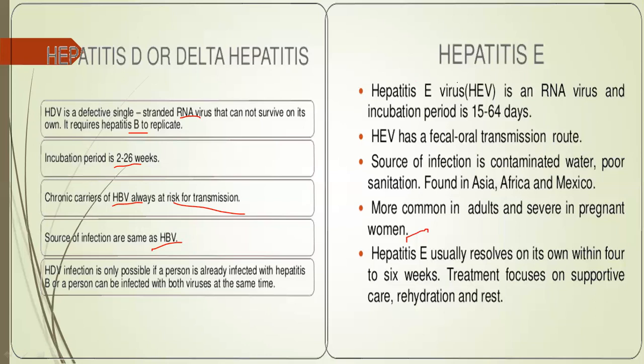Now, hepatitis E is caused by the HEV virus, which is also an RNA virus, and the incubation period is 15 to 64 days. It is also transmitted through the fecal-oral route. The source of infection is mostly contaminated water, poor hygiene, and poor sanitation, mostly in developing countries like Asia, some of Africa, and Mexico as well. It is more common in adults, and it can be severe for pregnant women.